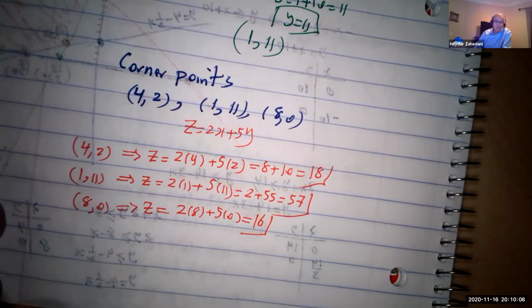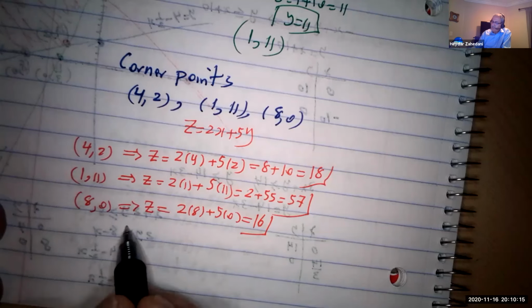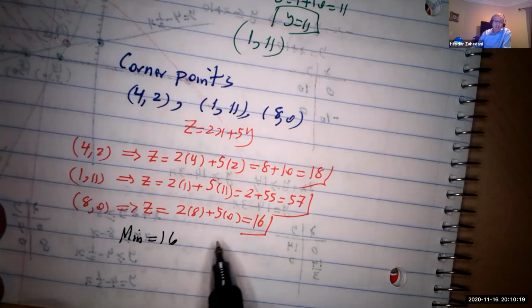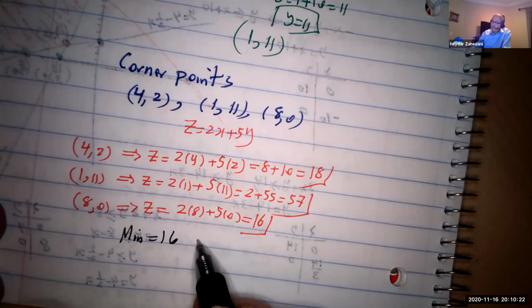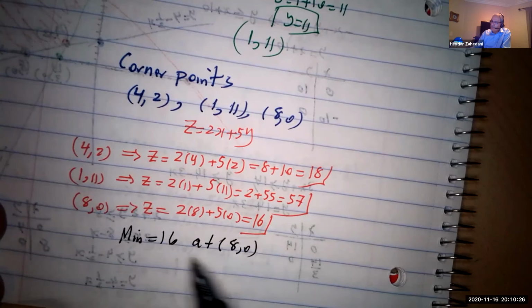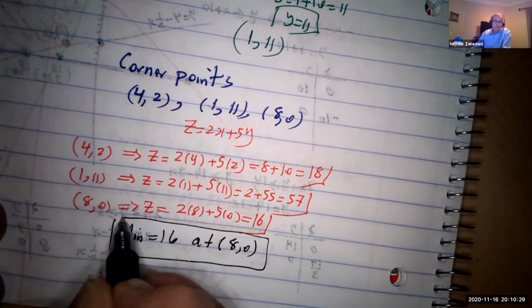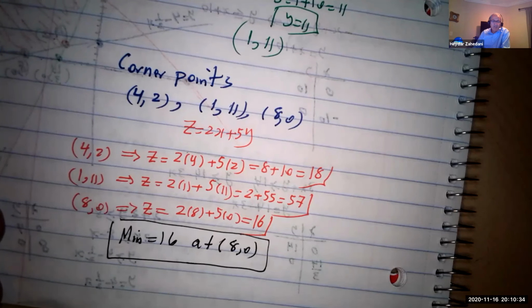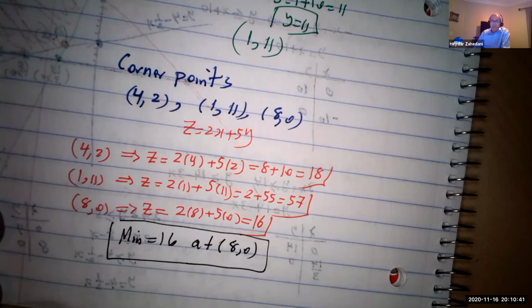That is going to be the case. You compare them together: the minimum is going to be 16, and you are going to get it at 8 and 0. That gives you the one.